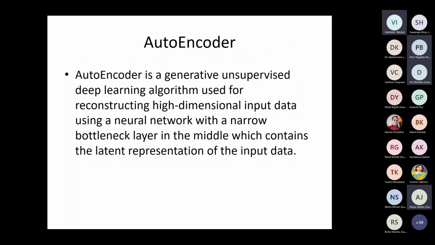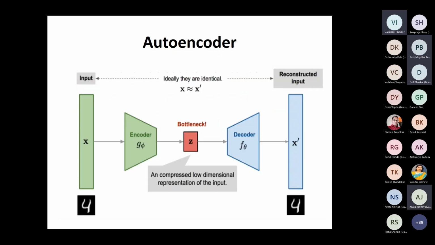Before going to the actual assignment, I just want to brush up the basics. What is an autoencoder? Students should be able to understand what a generative unsupervised deep learning model is. This is an expected question to check the understanding of the students. It is used for reconstructing the high dimensional input using a neural network with a narrow bottleneck layer in the middle, which contains the latent representation of the data.